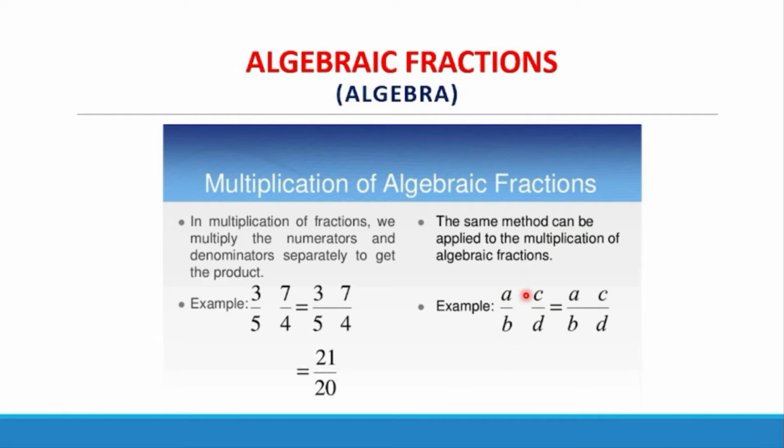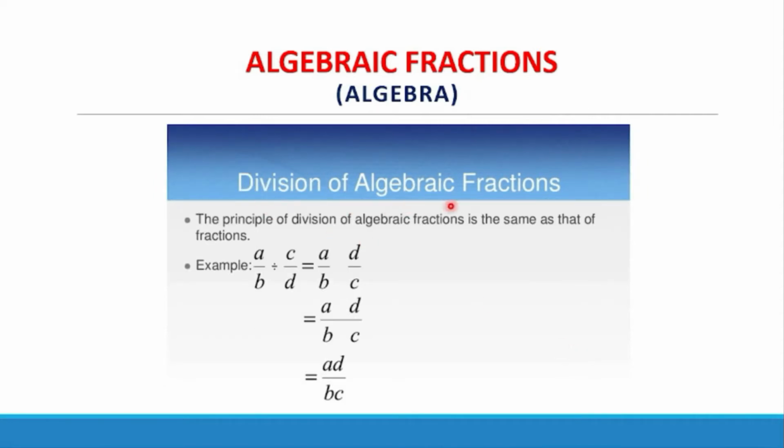The same method can be applied to the multiplication of algebraic fractions. For example, a over b multiplied by c over d is equal to the product of a times c over the product of the denominators, b times d. So the value is ac all over bd.